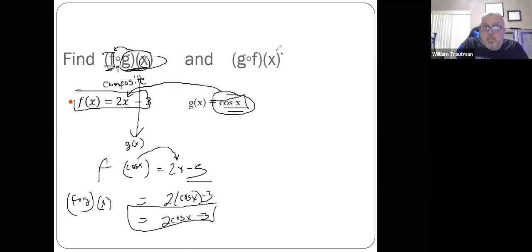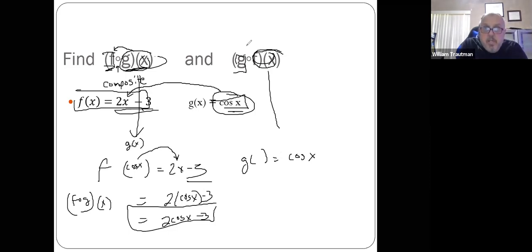first we're going to do this one. And f of x just equals, let me give myself a little extra room. Our final function is going to be the g function, and the g function is the cosine of x. First, we're going to find the f function. The f function is 2x minus 3.